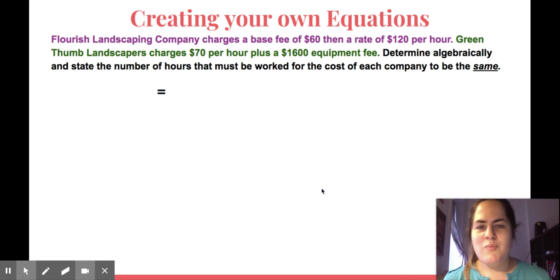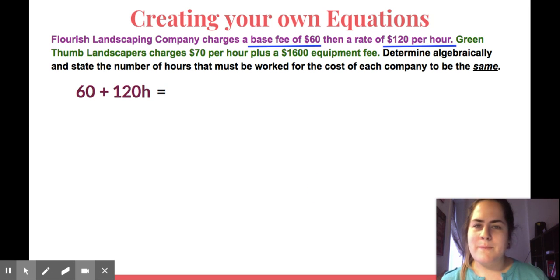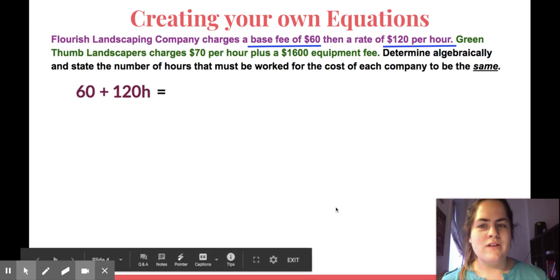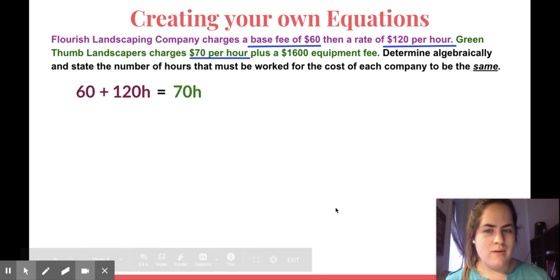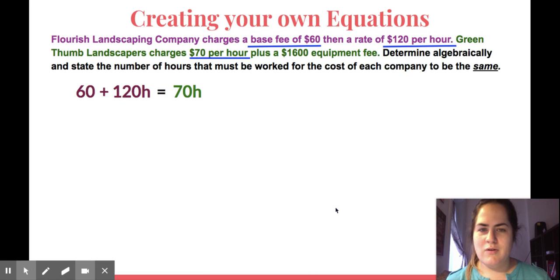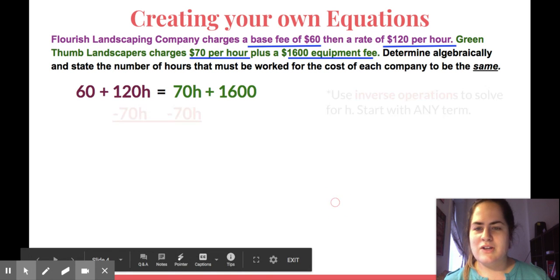So the first company charges a base fee of $60. A base fee is a number that's by itself. It happens one time. And a rate of $120 per hour. Per hour means you're going to multiply by the number of hours, which is just h. Green Thumb charges $70 per hour. Going to use the same variable for your equation, plus a $1,600 equipment fee. I want you to do this algebraically, which means you got to show work.